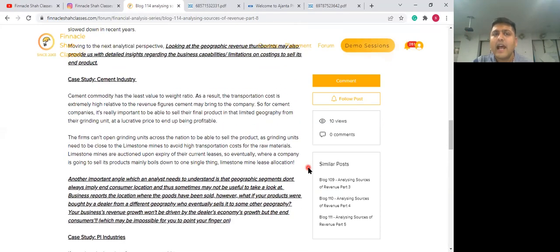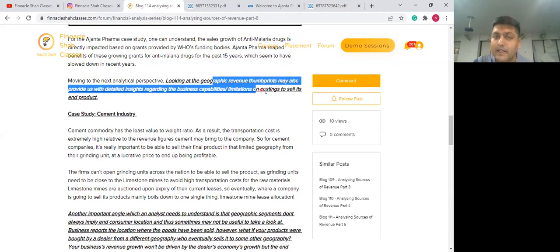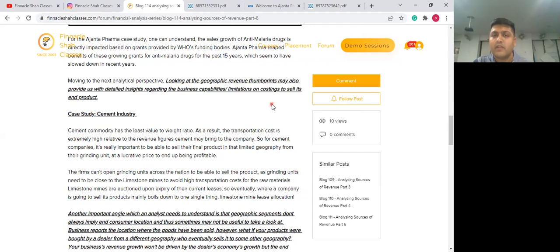Another example is, at times, looking at geographical revenue may also provide us with detailed insights regarding business capabilities, as well as limitations in terms of costing and where they can sell. So one such brilliant example is the cement industry. Now, we're not just talking about one particular cement player, we're talking about the industry, because of how exactly the cement industry works. Cement is one of the lowest value to weight ratio commodities. Like, it's quite cheap given the weight.